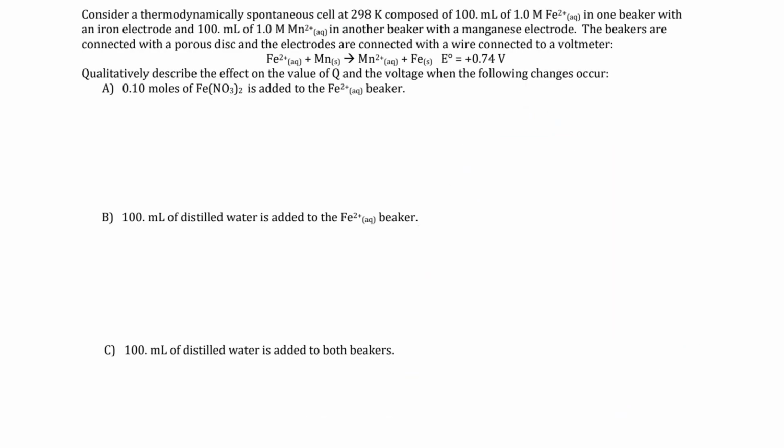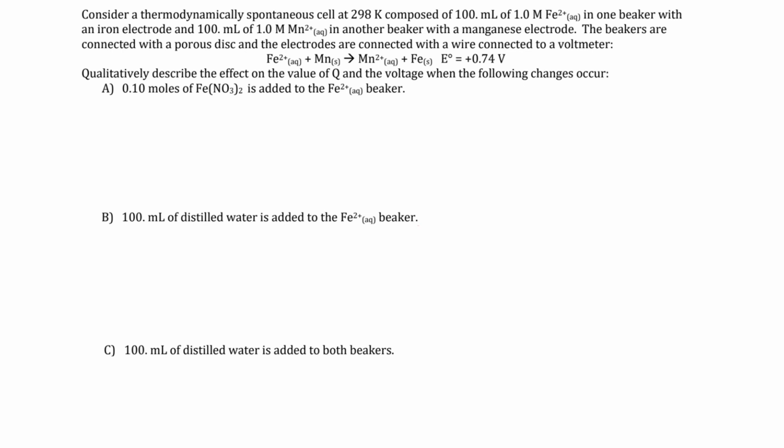So consider a thermodynamically spontaneous cell at 298 Kelvin. It's composed of 100 mLs of 1.0 molar Fe2+ in one beaker with an iron electrode, and 100 mLs of 1.0 molar manganese 2+ in another beaker with a manganese electrode. The beakers are connected so the electrons are able to flow. You have a voltmeter, and you have your reaction: Fe2+ plus manganese solid produces Mn2+ plus iron solid. Your E0 is plus 0.74 volts.